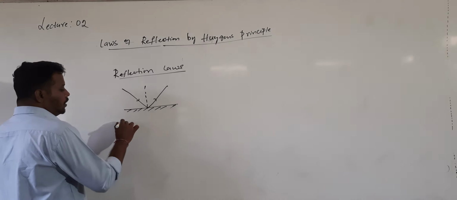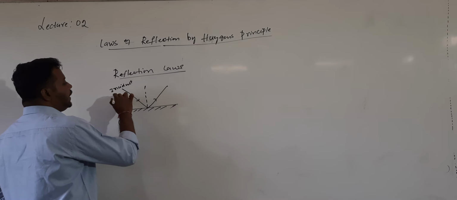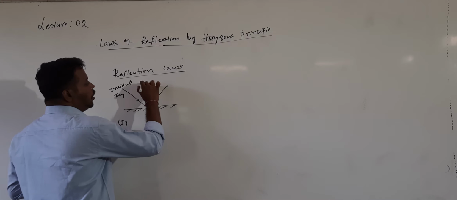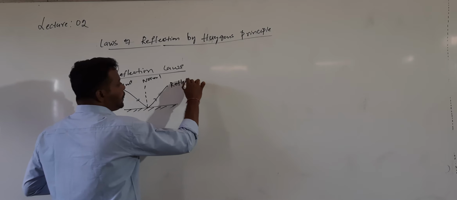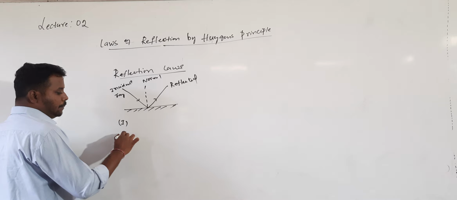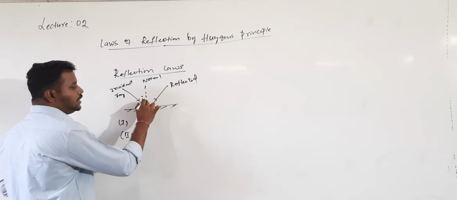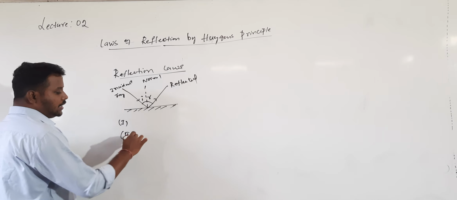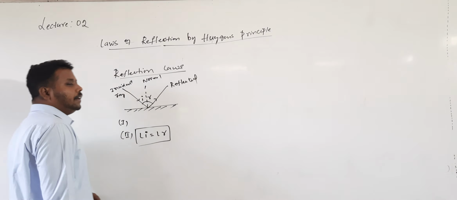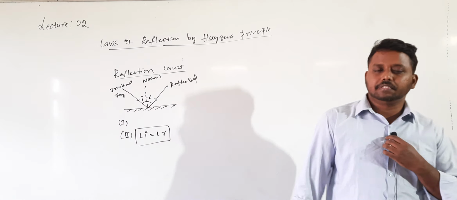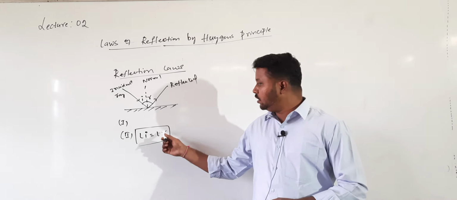What is the first law? This is the incident ray, this is the normal to the interface, and this is the reflected ray. The incident ray, normal and reflected ray lie in the same plane. The second law: the angle made by the incident ray with the normal is the angle of incidence, and the angle made by the reflected ray with the normal is the angle of reflection. The angle of incidence is always equal to the angle of reflection. But we don't know the proof of how angle i equals angle r; we just know this as a law.